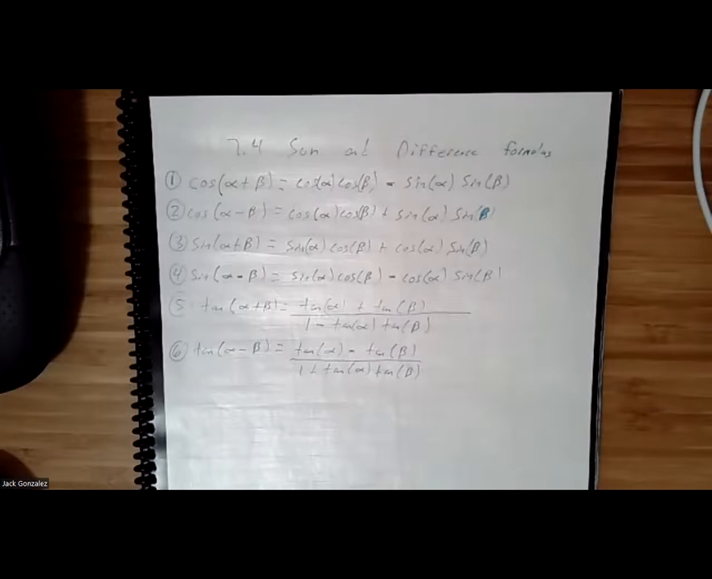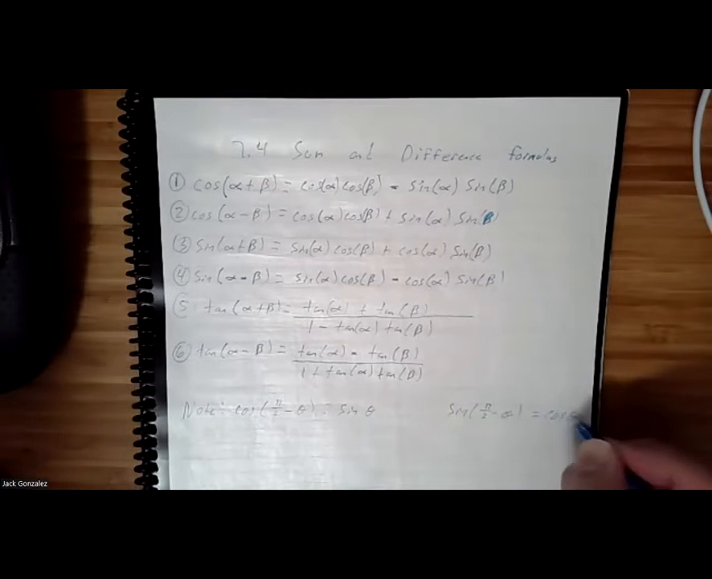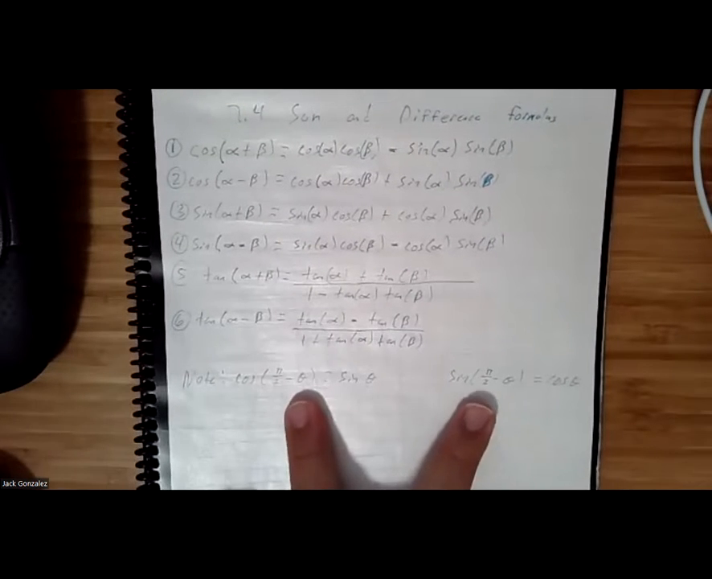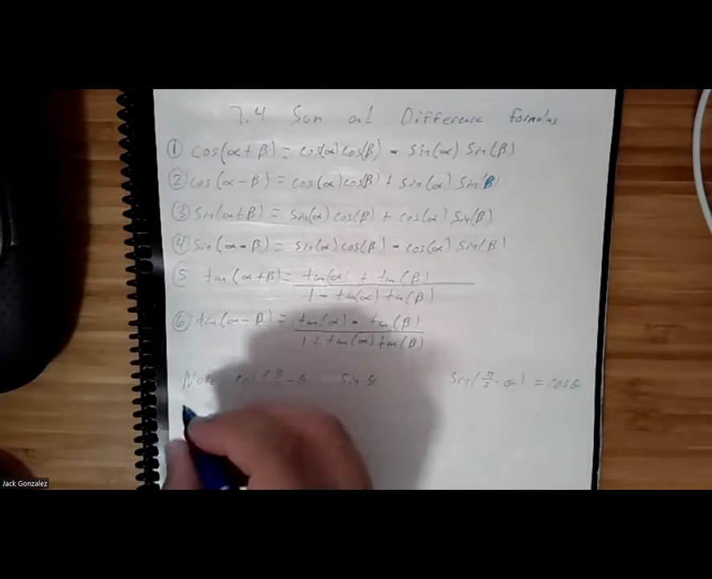I think I already gave you these, but just in case, I think it comes up later in this section. Cosine of pi over 2 minus theta becomes sine, and sine of pi over 2 minus theta becomes the cosine. So you can shift to become the other one if you do a horizontal shift like this. So that is all the formulas we're going to need for 7.4.